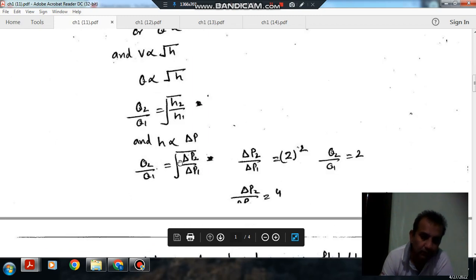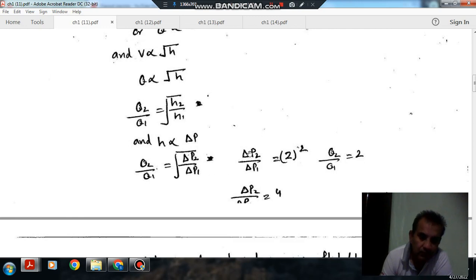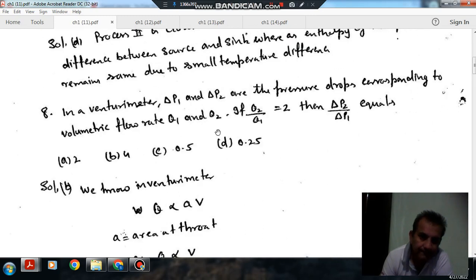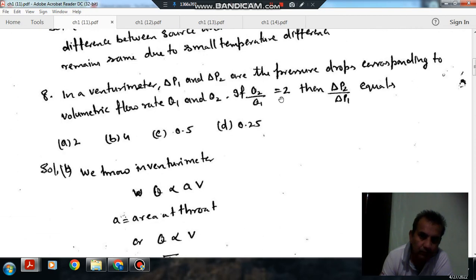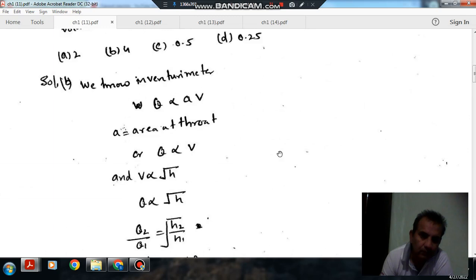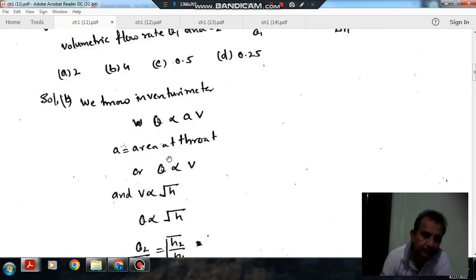So Q2 by Q1 will be equal to root of delta P2 by delta P1, and delta P2 by delta P1 is equal to the square of Q2 by Q1. Q2 by Q1 is 2, so delta P2 by delta P1 will be 4. So the answer is option B.